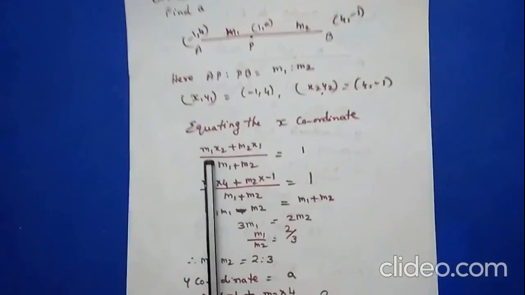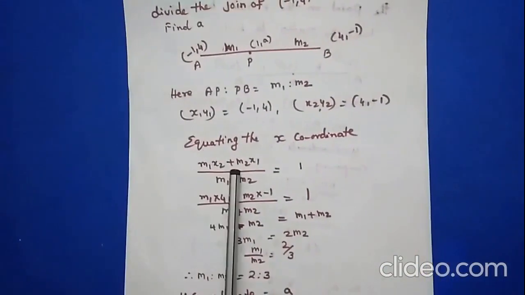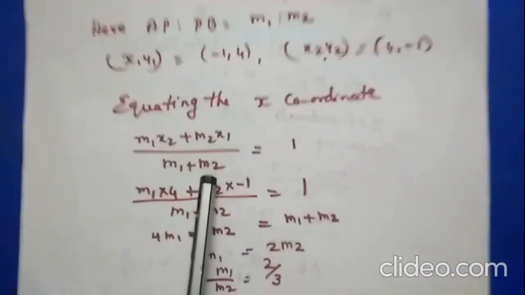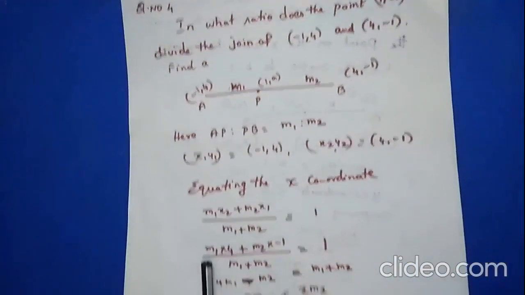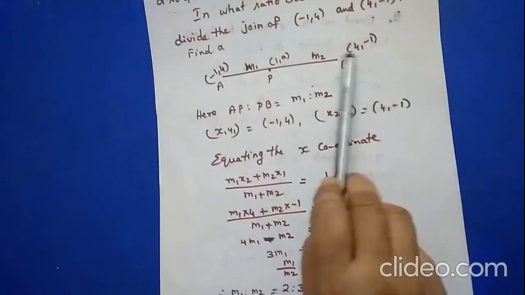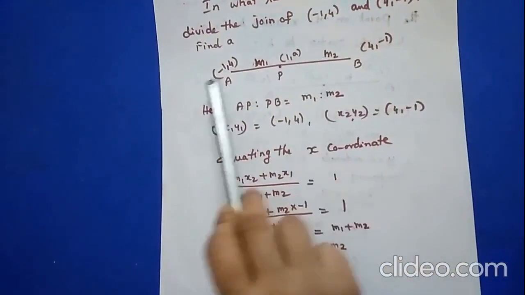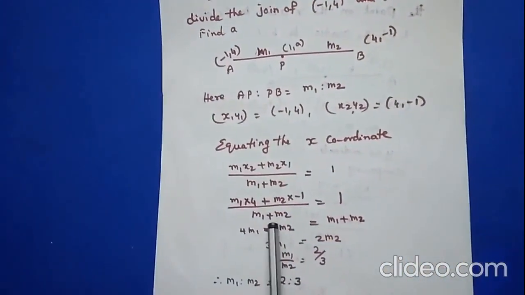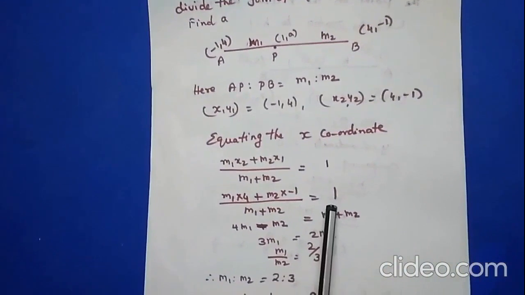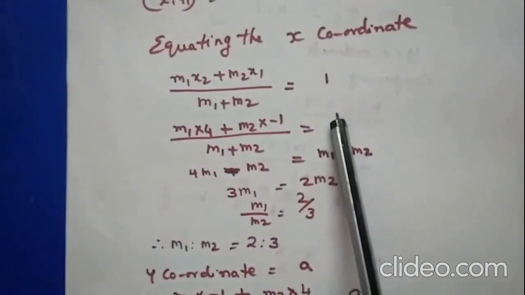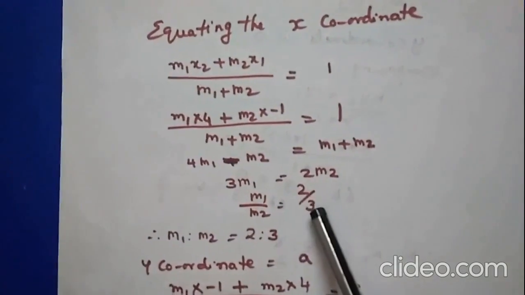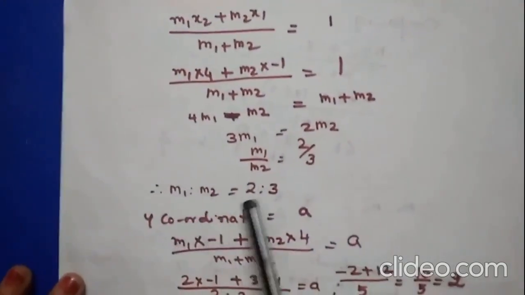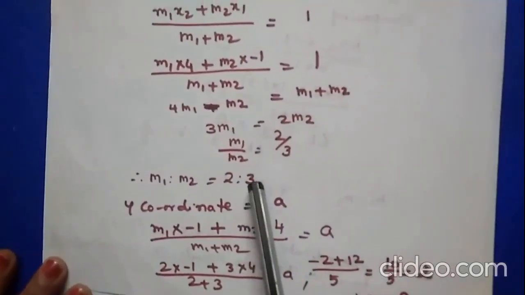What is the x coordinate? (m1 x2 plus m2 x1) by (m1 plus m2) is equal to 1, given. Therefore, m1 into 4 plus m2 into -1 divided by m1 plus m2 is equal to 1. The m1 plus m2 will go to the right hand side. Now you are getting m1 by m2 is equal to 2 by 3. Therefore, m1 ratio m2 is equal to 2:3. Now this is the ratio.